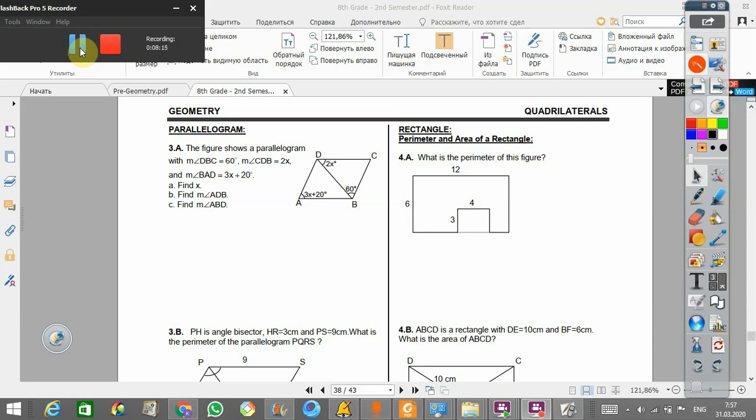The figure shows a parallelogram with measure of angle DBC equal to 60, measure of angle CDB is 2x, and measure of angle BAD is equal to 3x plus 20. First question, find x. Second one, find the measure of angle ADB and the measure of angle ABD.